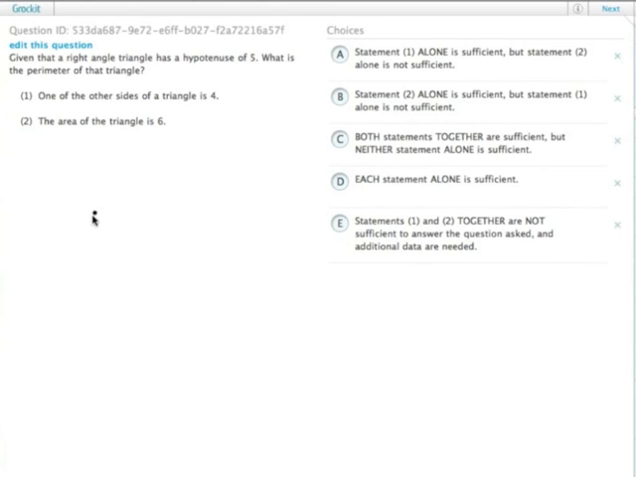So we have a right angle triangle that has a hypotenuse of 5. What's the perimeter of that triangle? We know this is 5, but we don't know the other two.